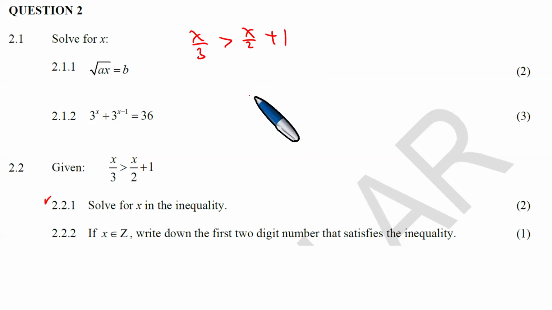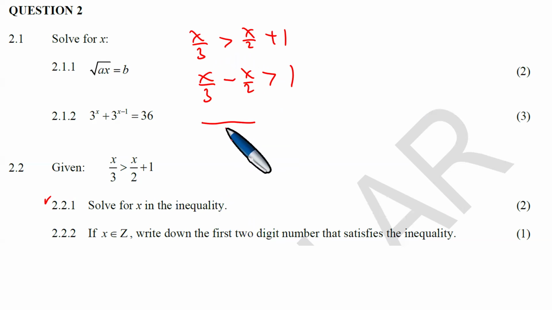Obviously, to solve this one, we need to collect like terms together. So we're going to collect the x terms together: x over 3 minus x over 2 is bigger than 1. We have collected like terms, and that's what we always do.